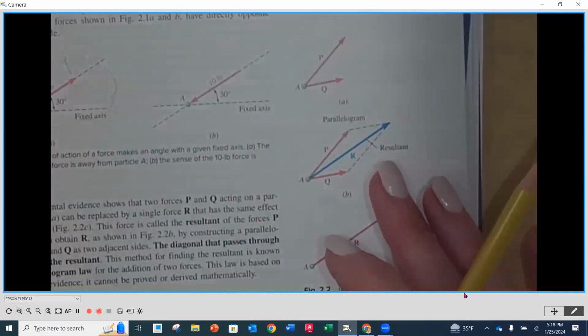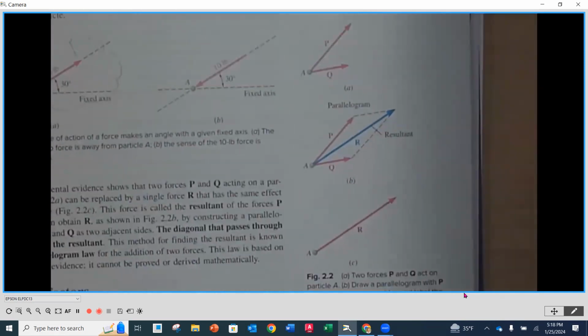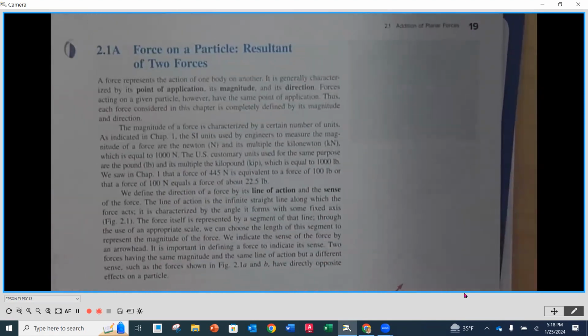Now, as we continue to move forward here, we're going to notice that the next section talks about the resultant of 2 forces. So how do we find the resultant of 2 forces? First of all, we have to know, what does a resultant mean? You guys tell me. You probably have come upon resultant forces before. Tell me what you know about resultants. Go ahead, Josh.